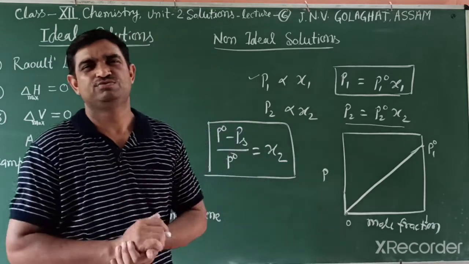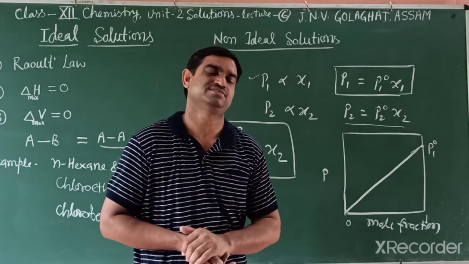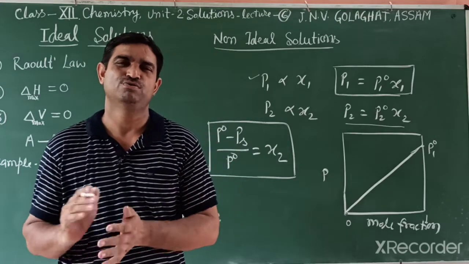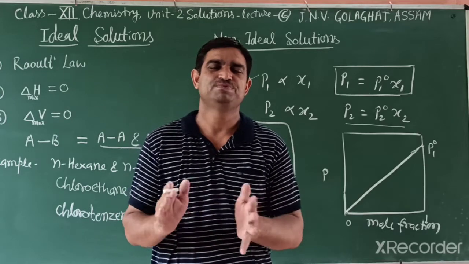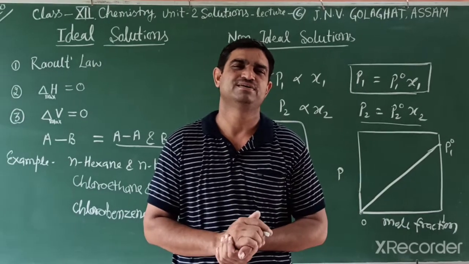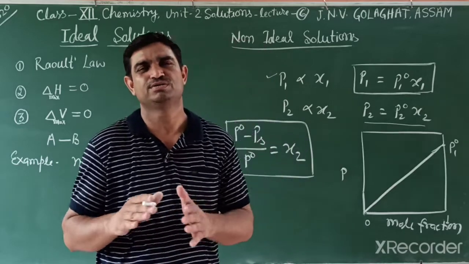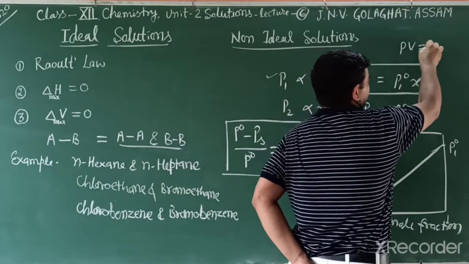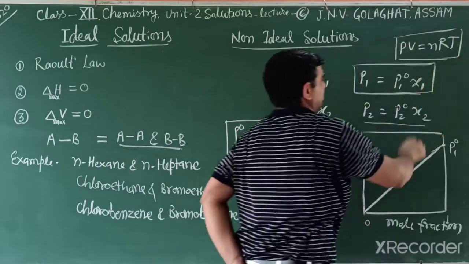So students, what do you mean by ideal? In 11th class, we already studied the ideal gas. Those gases that follow Boyle's and Charles' law at all temperatures, pressures and conditions are known as ideal gases, like PV is equal to nRT. We already studied the ideal gas equation in 11th class.